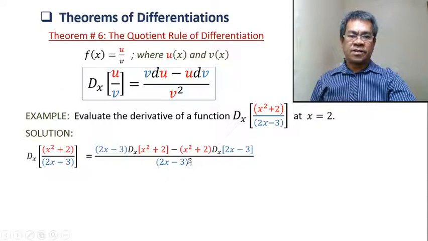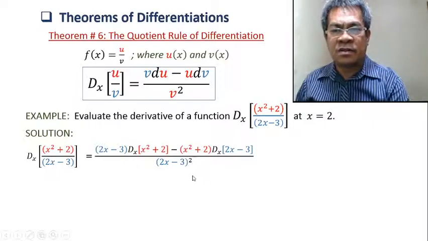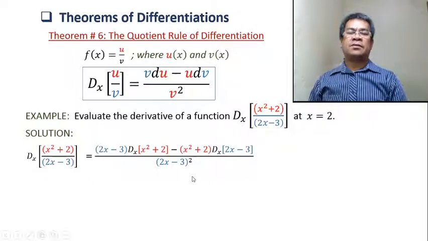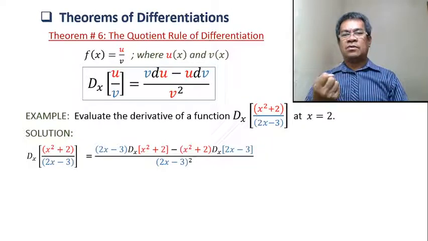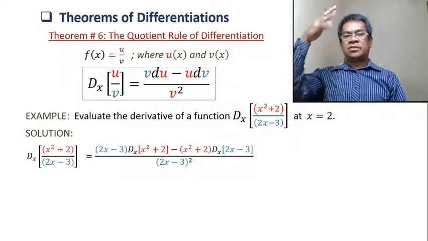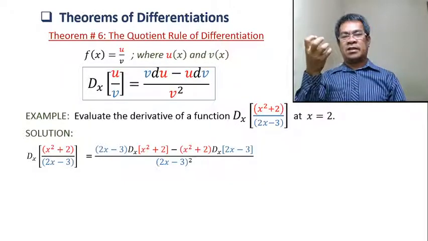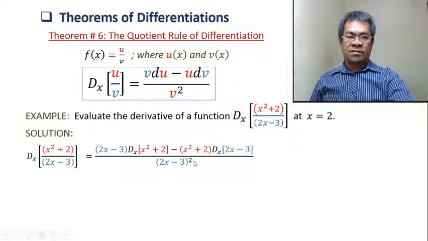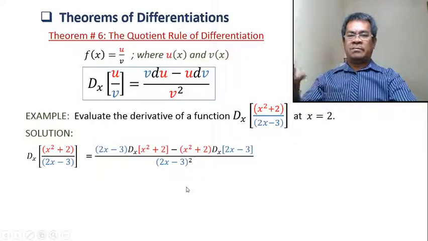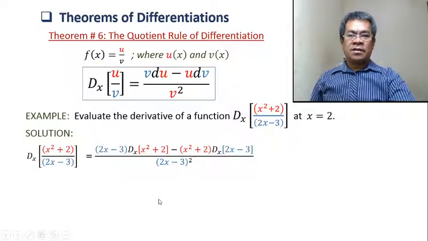Cancel this one, because if you expand this, your expression becomes complicated. So you have to compress. The only way to compress is to expand the numerator, then combine, then factor the numerator, then find out if you have something to cancel. If none, then that's it. That's the answer. Okay, so do it.